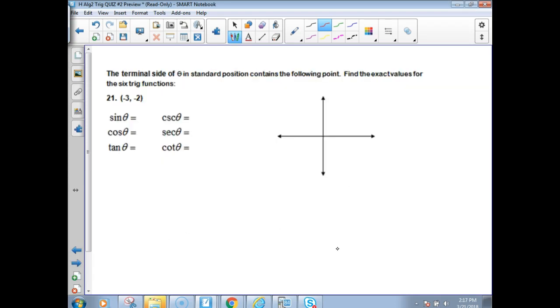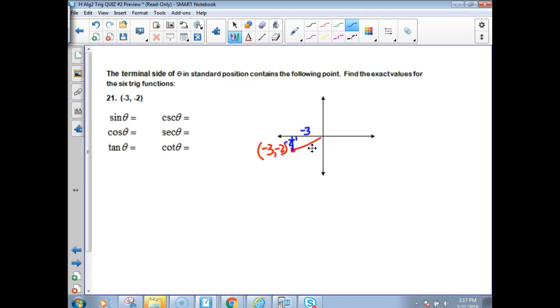21. The terminal side of theta in standard position contains the following point. Find the exact values for the 6 trigonometric functions. Negative 3, 2. That would be left 3, up 2. Sorry, negative 3, negative 2. I've got to go down. Oopsie. Okay. -3, -2. Boy, you guys jumped on me right away. That was great. Okay, so this is your -3, this is your -2.